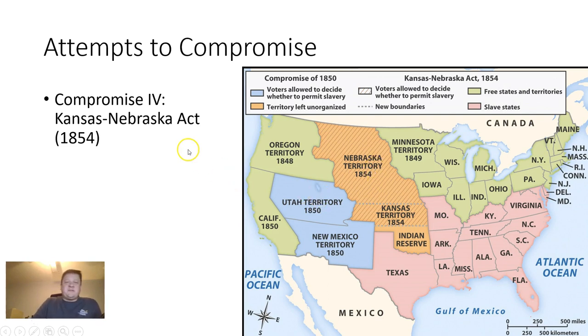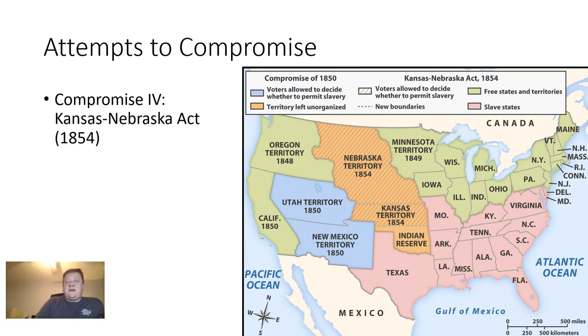Okay, so there were these series of compromises. None of them worked, obviously. But those are the four compromises, though. So going forward, whenever I talk about the four great compromises before the Civil War, I'm talking the U.S. Constitution, the Missouri Compromise of 1820, the Compromise of 1850, and the Kansas-Nebraska Act. Those are the four big compromises over slavery before the Civil War.